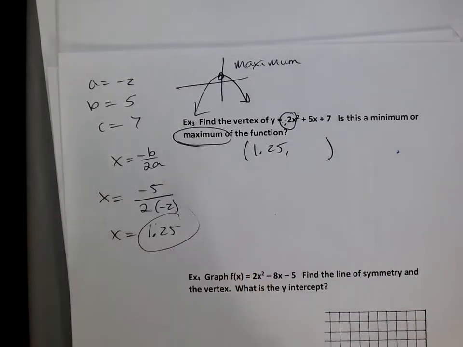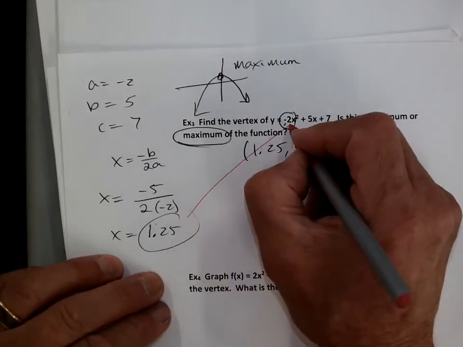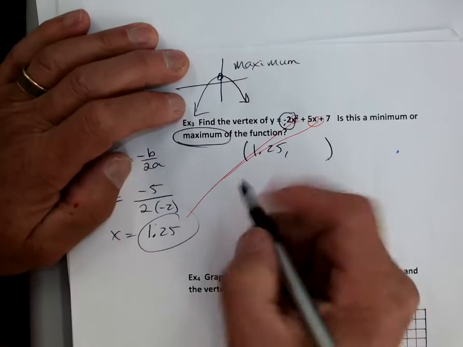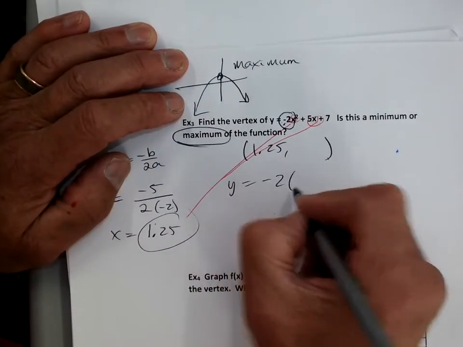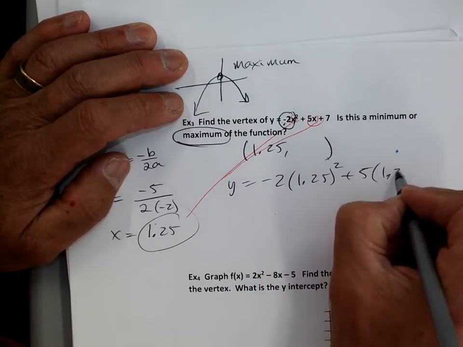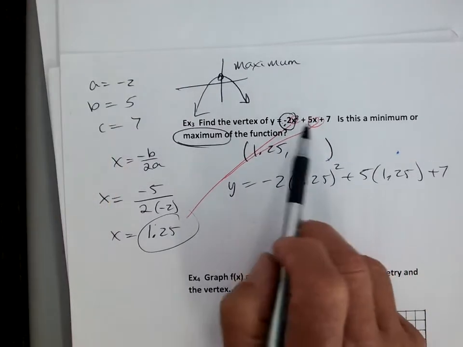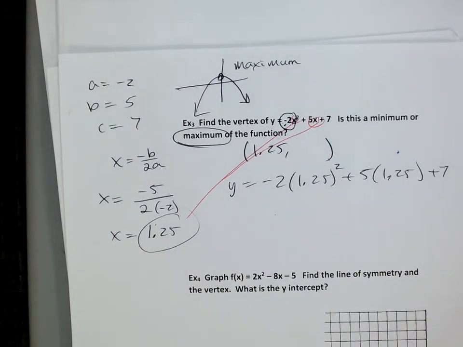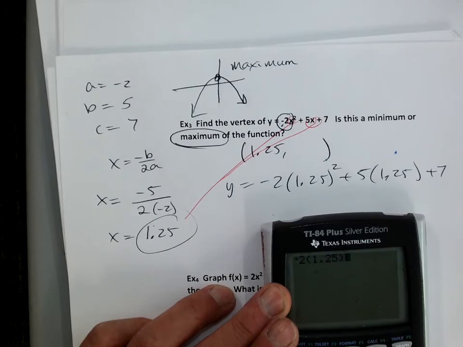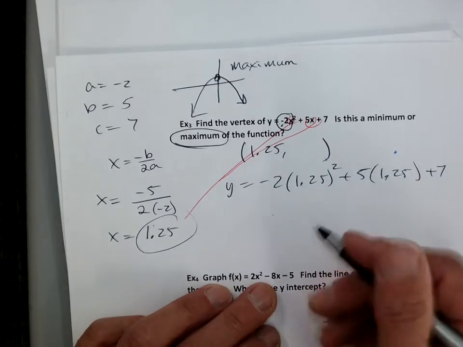To get the something, let's plug it in. So I'm going to take my 1.25, plug it in for x there, and x there, okay? So let me do that. I'm going to say, okay, y is equal to negative 2 times my 1.25 squared plus 5 times 1.25 plus 7. So just plug it in for each x value. Okay, I'm going to use my calculator. Calculator is the only way to go. 1.25 squared plus 5 times 1.25 plus 7, and I get an answer of 10.125.